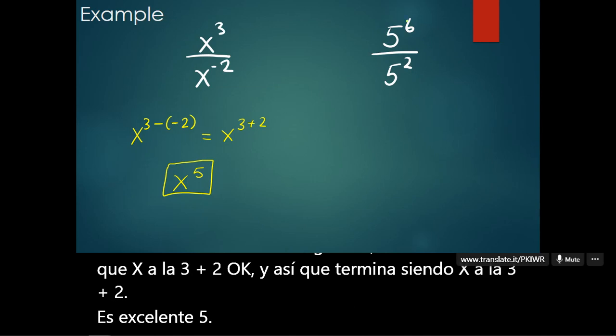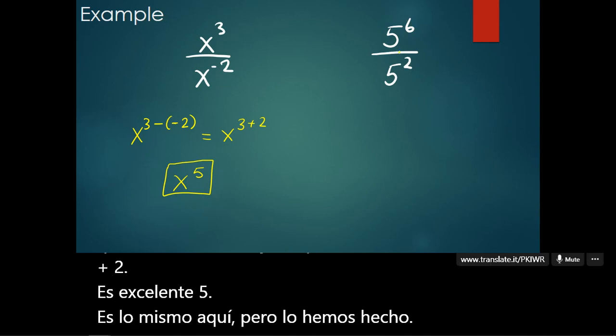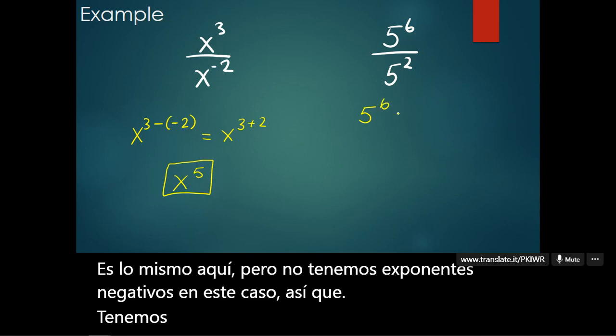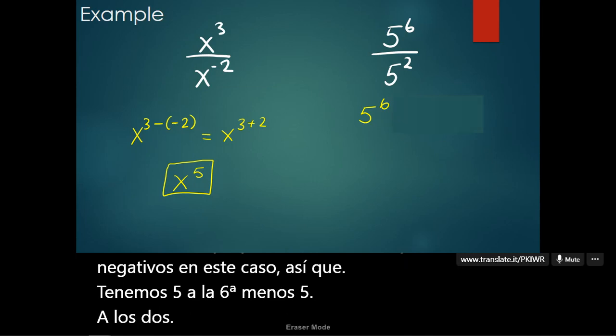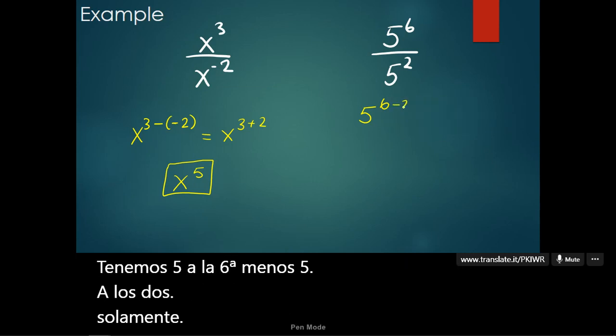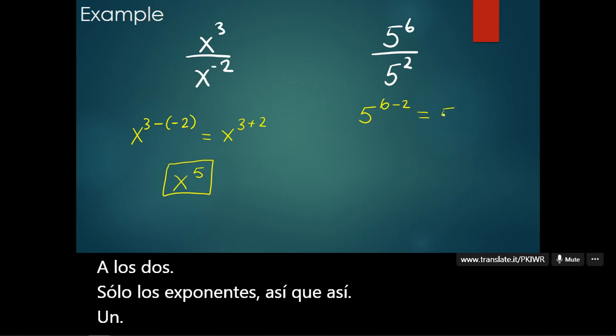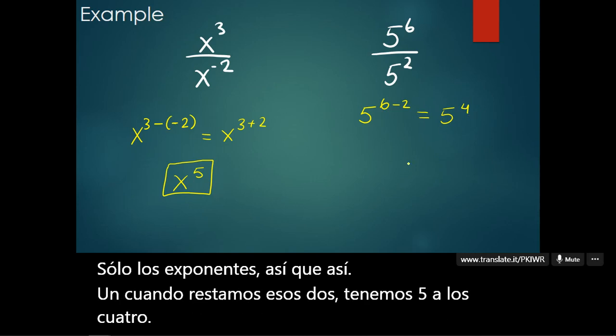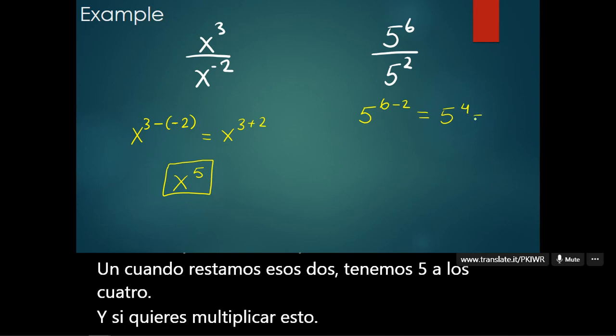It's the same thing here, but we have no negative exponents in this case, so we have 5 to the 6th minus 5 to the 2, only the exponents, like that. And when we subtract those two, we have 5 to the 4. And if you want to multiply this out, 5 to the 4 is the same as 625.